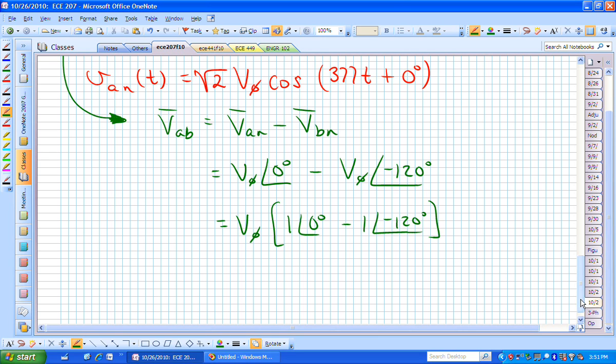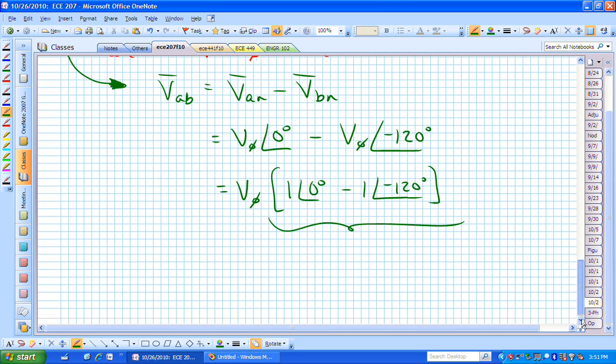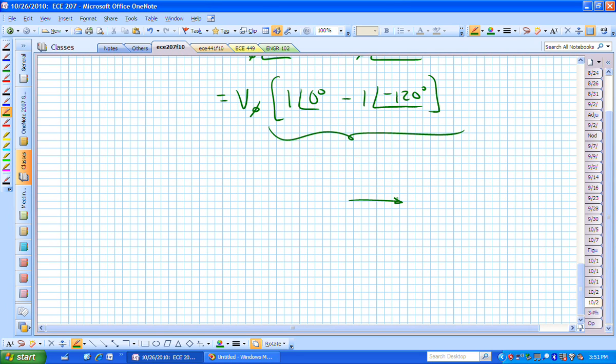Meaning, in terms of vectors, this looks like that and that. So here is 1, and here is 1 at minus 120. And I'm actually subtracting those. Meaning, if I want to subtract those, I could just flip this one. This is now minus 1 at minus 120. And to add these two vectors, I can simply make up this parallelogram, and that's actually my result of adding those two vectors.